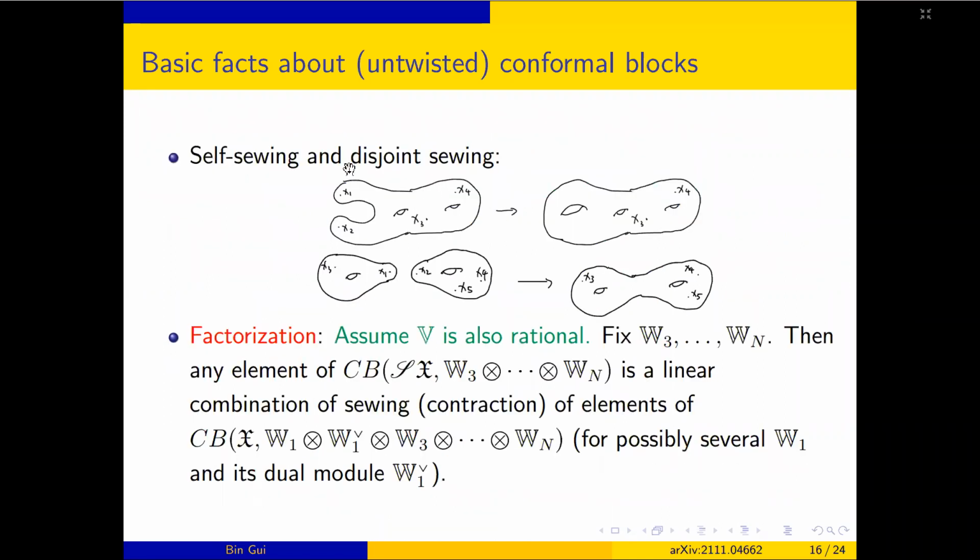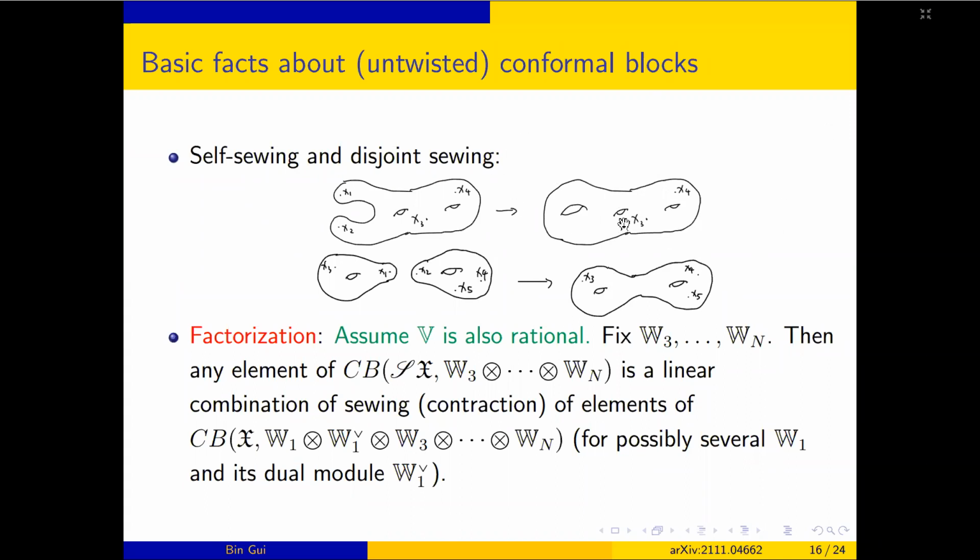So for example, for this picture, you have 4 mark points. The original conformal block is a linear functional on the tensor product of 4 modules. After you take the contraction, you get a linear functional on the tensor product of only 2 modules, that is W3 tensor W4, right? You take the contraction, and this contraction gives you a conformal block for the right-hand side, for the sewing.